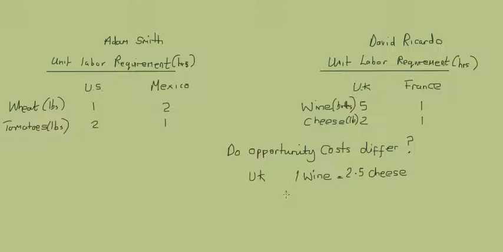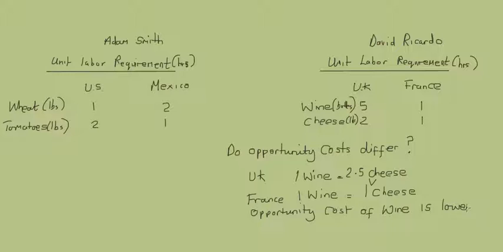And then in France, if we wanted to make a bottle of wine, you can see that that would take an hour, and that would cause cheese production to fall by a pound of cheese. So we would conclude that the opportunity cost of wine is lower in France because 1 is less than 2.5.